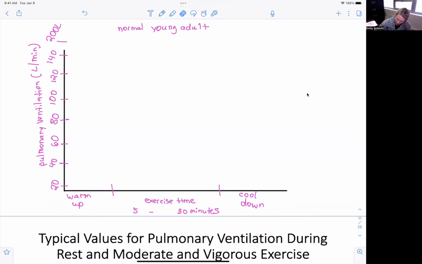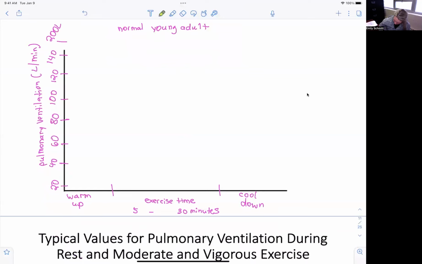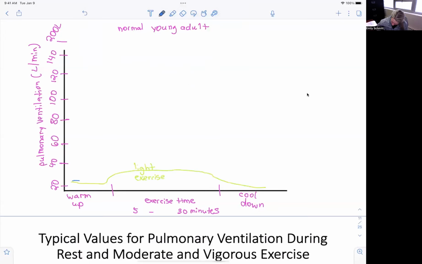So let's talk about light exercise. Let's draw in light exercise, where our pulmonary ventilation will start pretty low. It'll peak a little bit, but again, we're just doing light exercise. So that's where our pulmonary ventilation is for light exercise. Now let's do some more moderate intensity exercise.